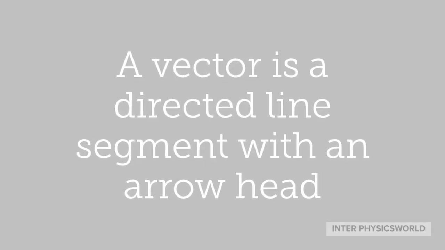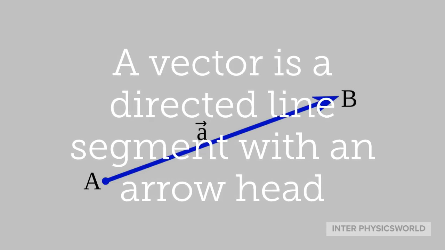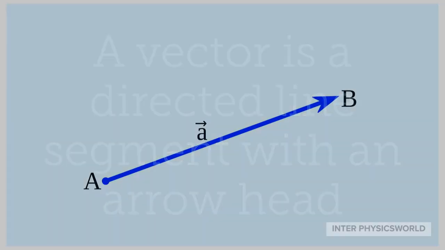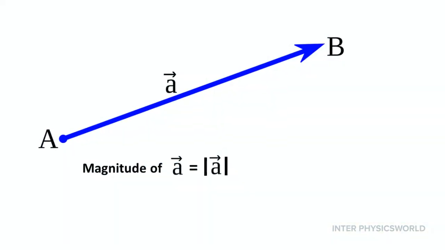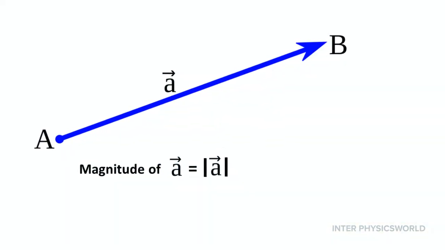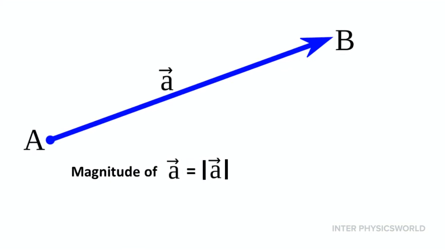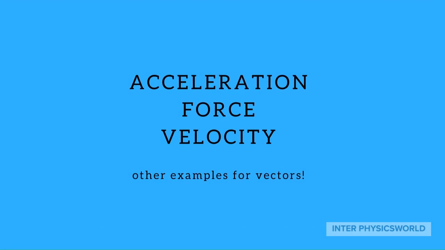The symbol that we use to represent a vector is a directed line segment with an arrowhead, with its length representing the magnitude of the vector and the arrowhead itself representing the direction. Some of the other examples for vectors are acceleration, force, velocity, etc.